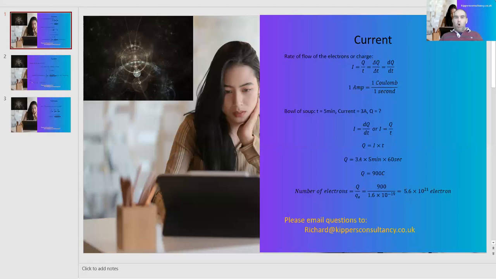Since only whole electrons can either be added or removed from an object, the charge of that object must be some multiple of the charge of an electron, i.e. the charge will always be some multiple of 1.6 times 10 to the minus 19.